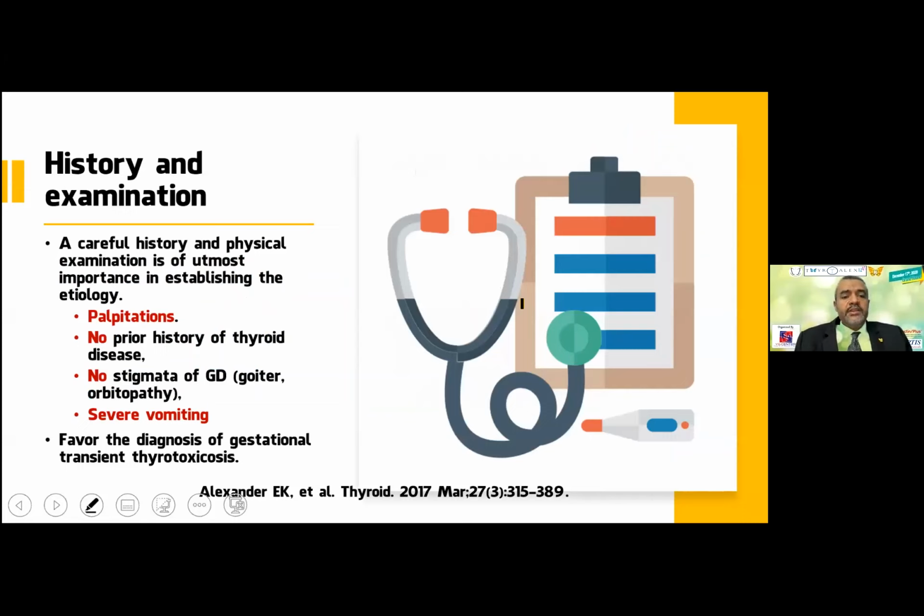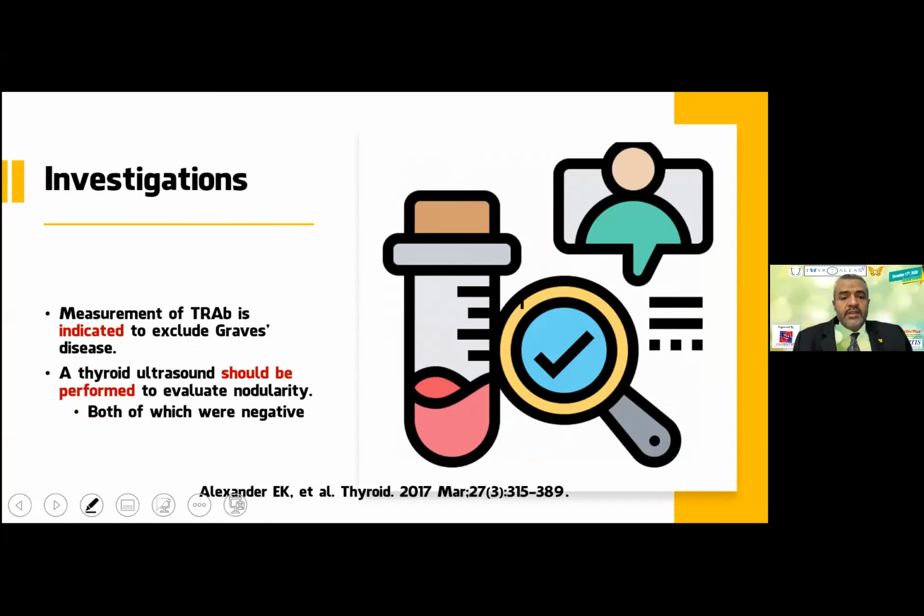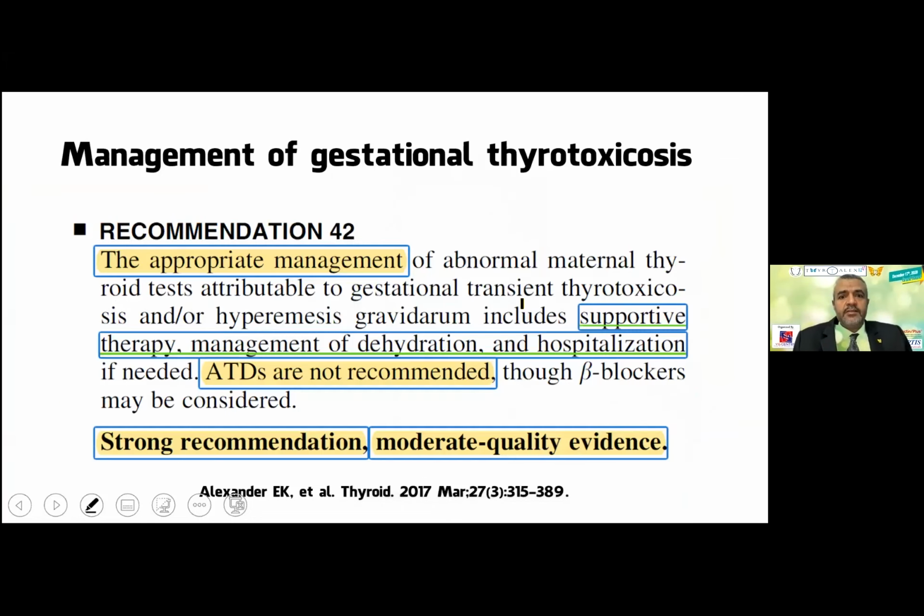So starting with history and examination, the patient complained only of palpitations. She had no prior history of thyroid disease. She has no stigmata of Graves' disease, neither goiter, neither orbitopathy. And she also mentioned severe vomiting. All of this is in favor of the diagnosis of gestational transient thyrotoxicosis. Measurement of TRAb is indicated to exclude Graves. And a thyroid ultrasound should be performed to evaluate nodularity, both of which were ordered for the patient and both of which were negative. And so the diagnosis for our patient is gestational transient thyrotoxicosis.